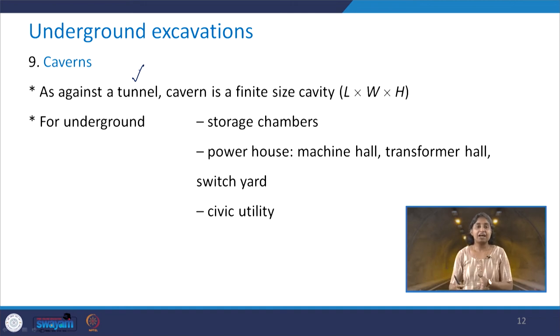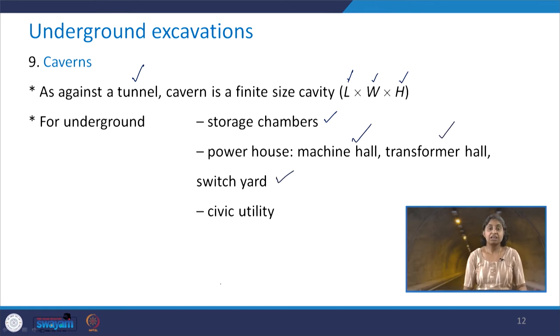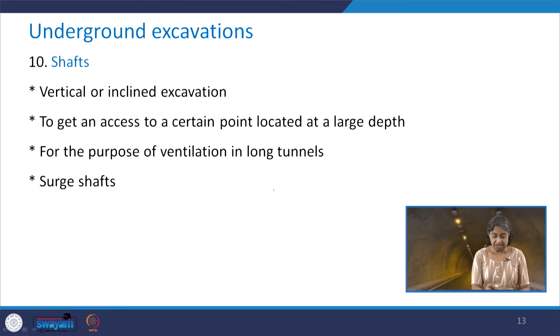Now coming to the next category, as against a tunnel whose dimension in one direction is much larger than its cross section, that is, the diameter of the tunnel is much smaller as compared to its length, the cavern is a finite size cavity having finite length, width and height. So all these three dimensions are comparable to each other, or maybe of a similar order. So these are adopted for underground storage chambers, for underground powerhouses, which can make a part of the machine hall, transformer hall and switchyard. And these are also used for underground civic utility purposes.